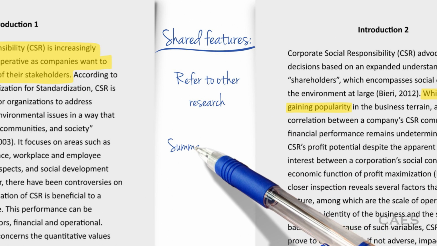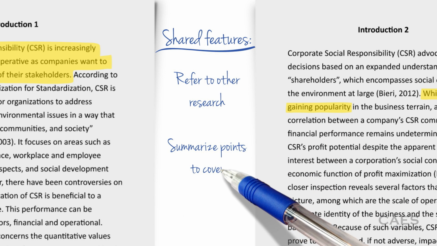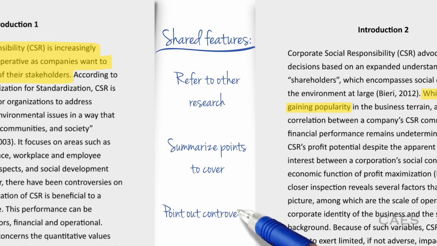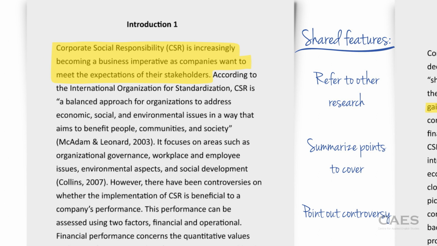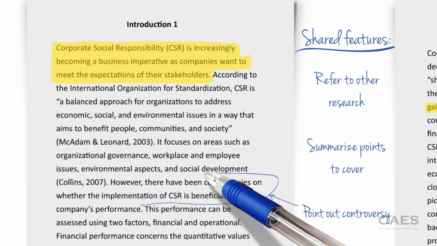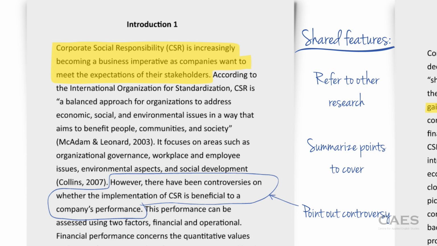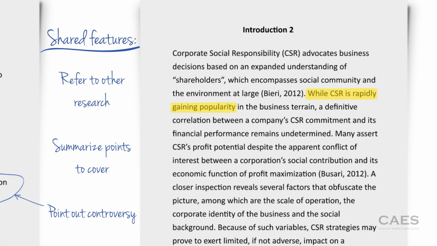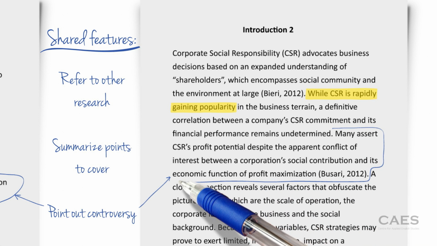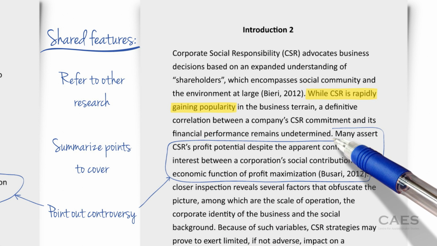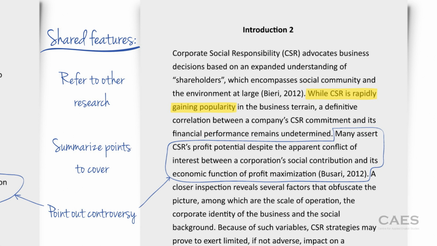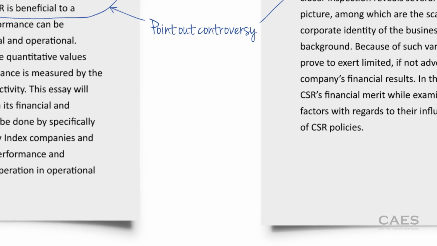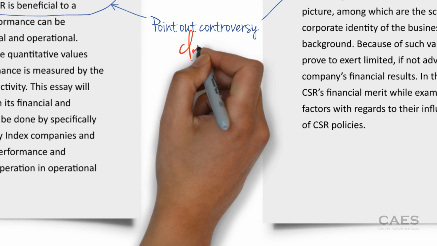Both term papers refer to other research on the topic and summarize the points they want to cover. Both introductions appear to point out a controversy. Whether the implementation of CSR is beneficial, in the first example, and the fact there is a conflict between profit and social contribution in the second example. If the controversy is written clearly, there may be no need for the writer to stress, "In this essay I will," as what you're going to write about is already clear.